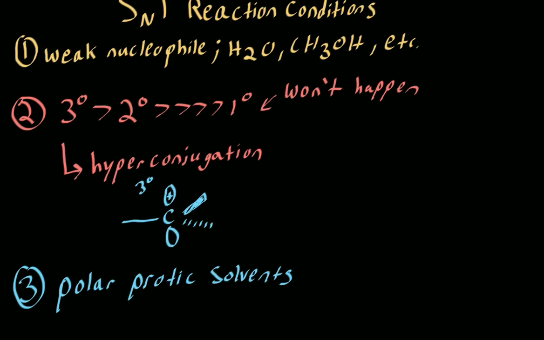Also, if we are dealing with a polar protic solvent with our nucleophile, that is going to be an SN1 reaction. Polar protic just means we have that hydrogen, such as water and methanol. Those would both be good examples.